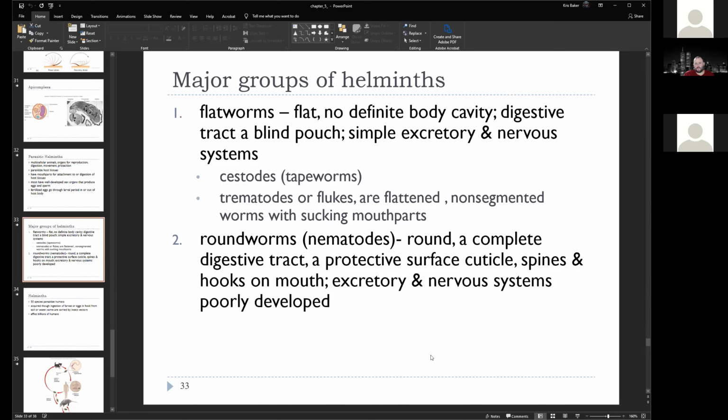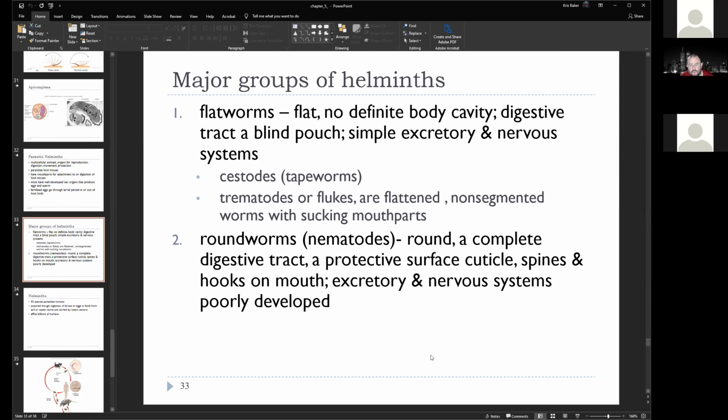We've got trematodes and flukes. So flat and non-segmented worms, again, with sucking mouth parts. Roundworms are nematodes. Things like Ascaris fall under here. And obviously you've got hookworms. Hookworms too fall into this category. Those are the ones that aren't necessarily swallowed, but they end up burrowing into your skin, into your blood vessels. These are the ones that you tend to cough up in the lung and swallow.